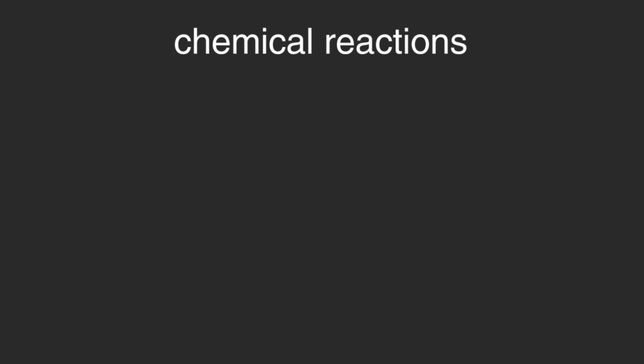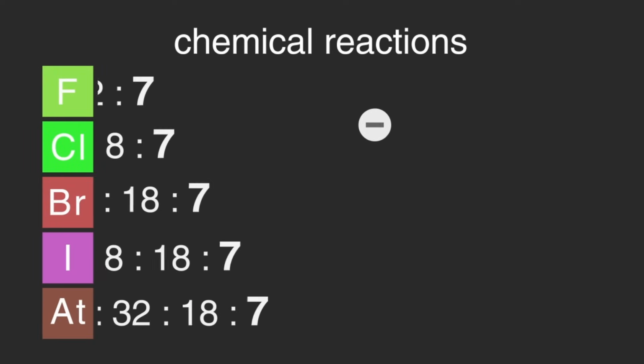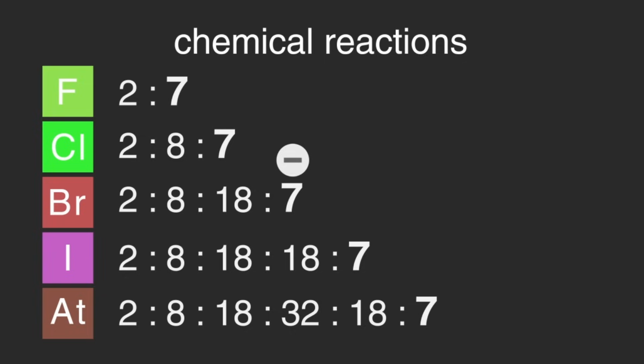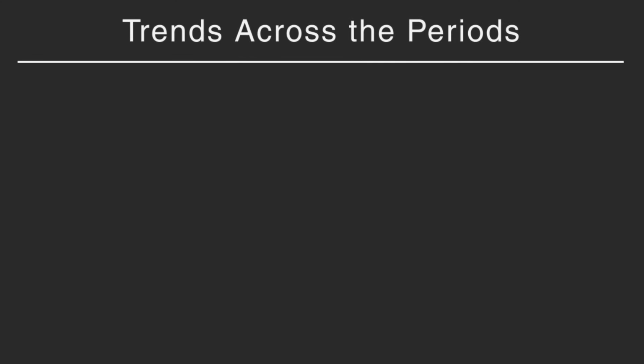Chemical reactions are to do with the movement of electrons. So, as all elements in a particular group have the same number of outer shell electrons, they have similar chemical properties. Let's take a look at the trends across the periods. Periodicity is the trend in properties across each period.